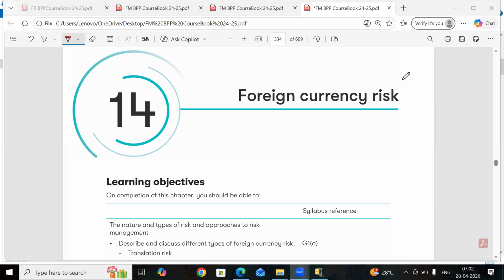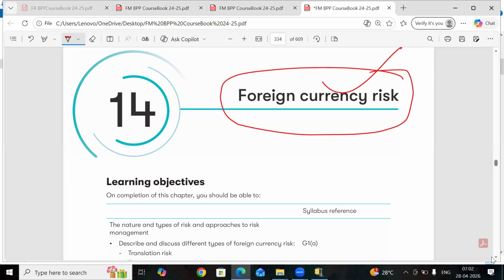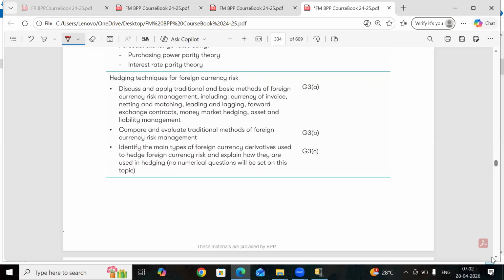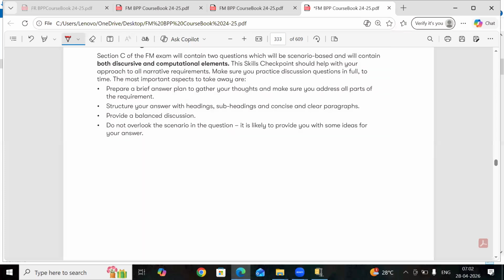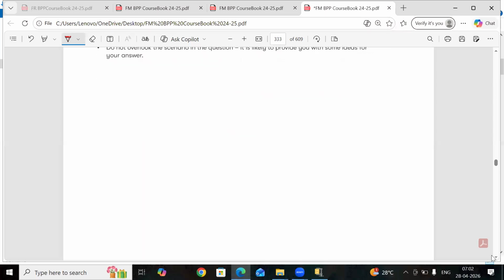So today's topic is foreign currency risk. Now, what is this foreign currency risk? Let us understand what is foreign currency risk. See, let us start with a very simple and layman kind of example.